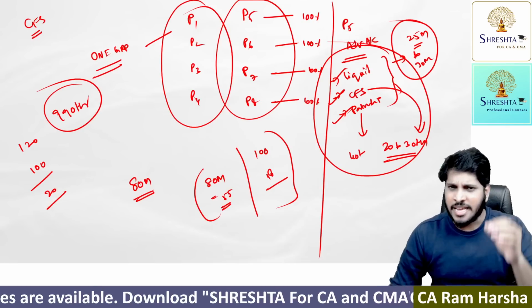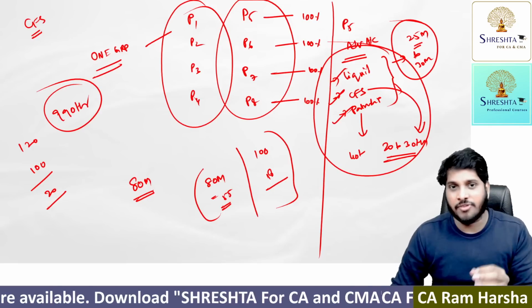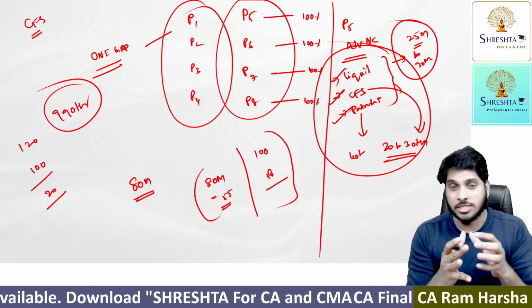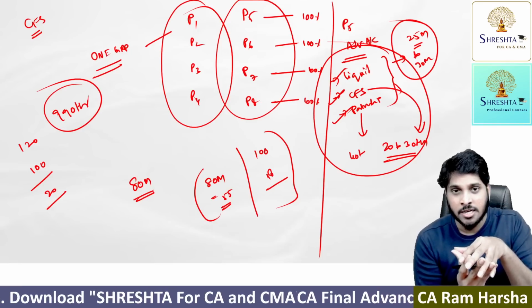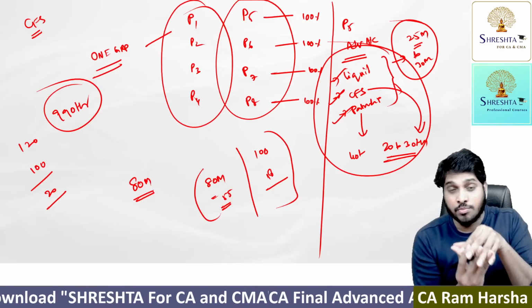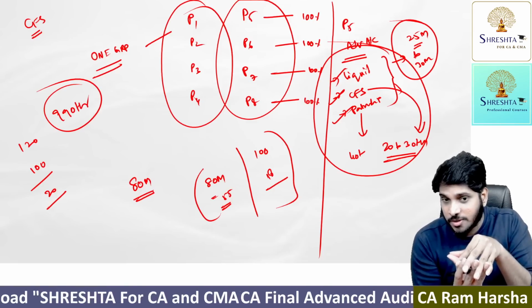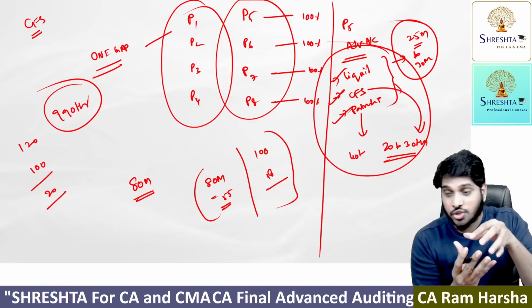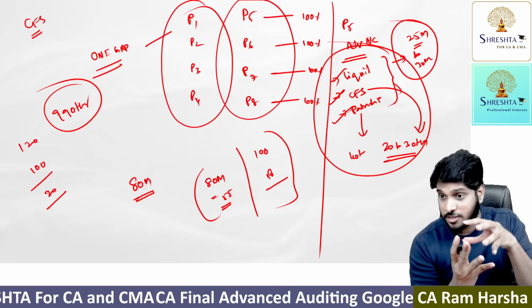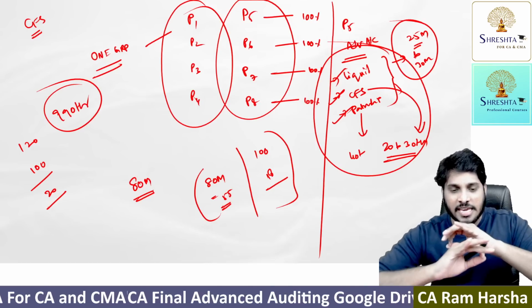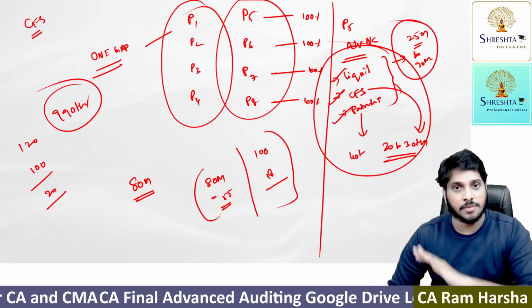So likewise, in every subject, you will find some chapters occupying 25 to 30 marks weightage, but will take more than 50 hours. Getting the point? 25 to 30 marks weightage occupying 50 hours of your preparation time in every subject. Identify them. Ignore them. Right away ignore them.